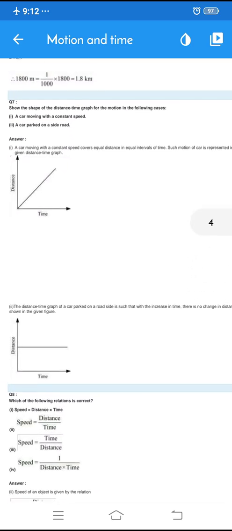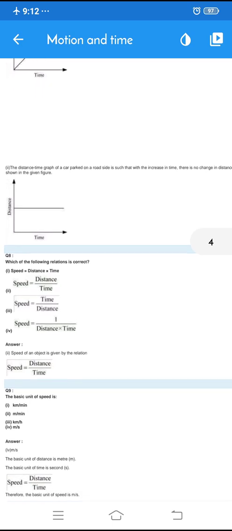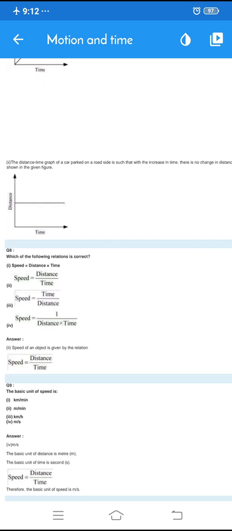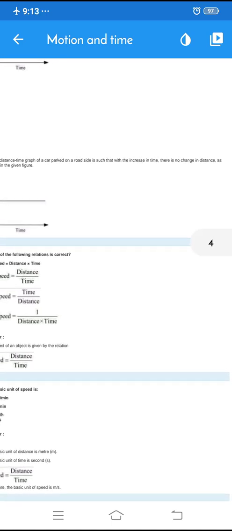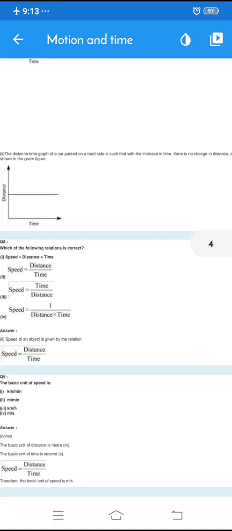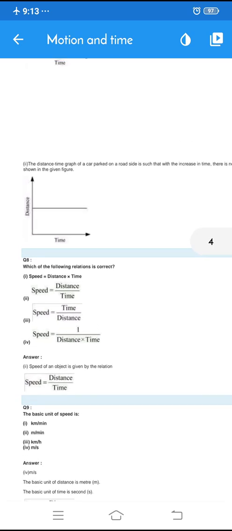And the second one is a car parked on a side road. The distance time graph of the car parked on the roadside is such that with the increase in time, there is no change in its distance because it is not traveling. Its time is increasing, but distance is not increasing because it is in the parked position. So it is shown in the given figure like this: the line is parallel to the x-axis.